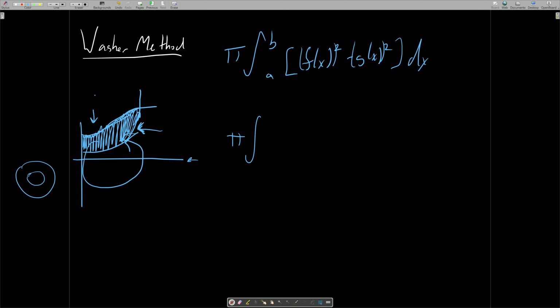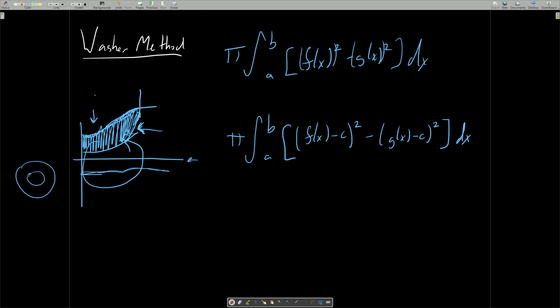Now, if you had to use another line, not the x-axis, then you put c here, f of x minus c squared, minus g of x minus c squared dx, right? Because we'd be taking the area between two curves, where your second curve would be your other line. Say you're revolving around y equals -1 again, then it would be +1 here, +1 here, and that would give us the area of our washer, this formula right here.